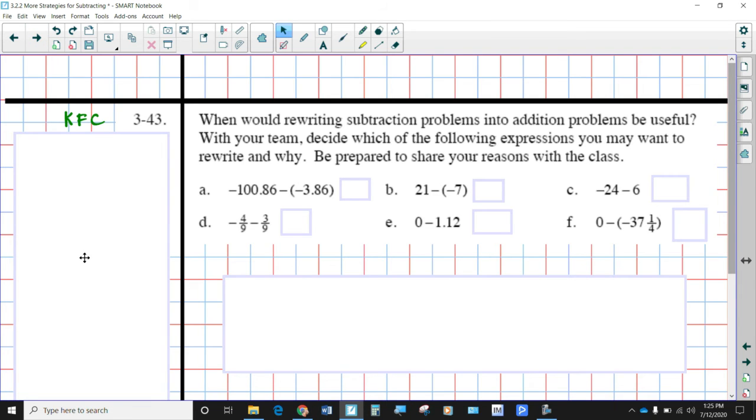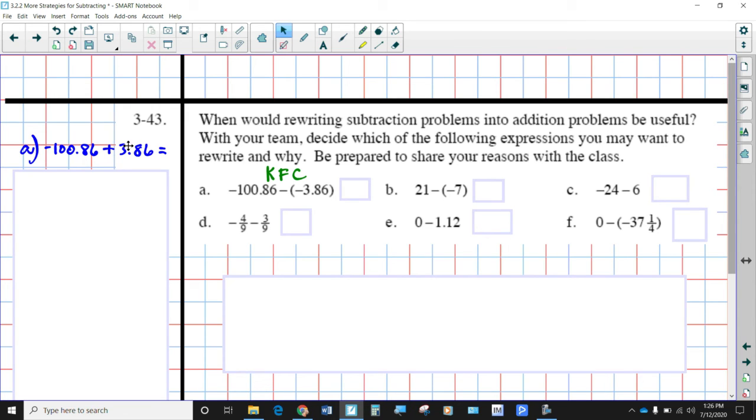All right. So what we're going to do now is we're going to take all of these problems and we're going to rewrite them as addition problems using KFC. So after you copy down the problem, write a K above the starting number, the F above the minus sign, and the C above whatever number is being subtracted from the starting number. Then rewrite the expression. So that becomes -100.86 plus +3.86, and then simplify that by using our integer rules.